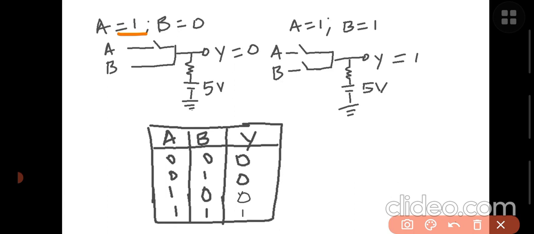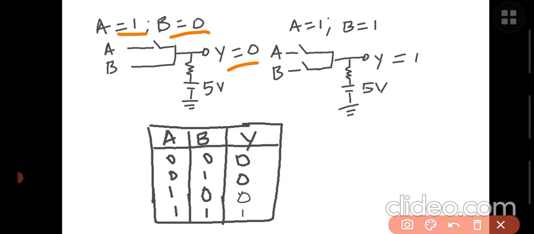A equal to 1, B equal to 0, output is 0. Y is equal to 0 because B is conducting. B is forward biased. B is the input, but the diode corresponding to the input B is forward biased, so it is conducting. When any one of the diodes is conducting, output becomes 0.